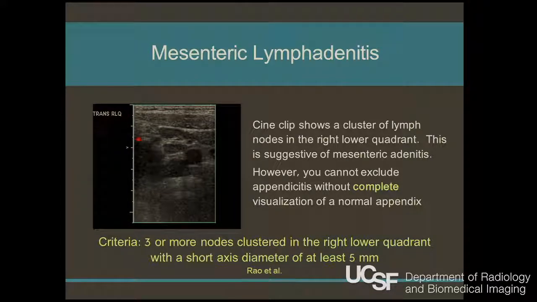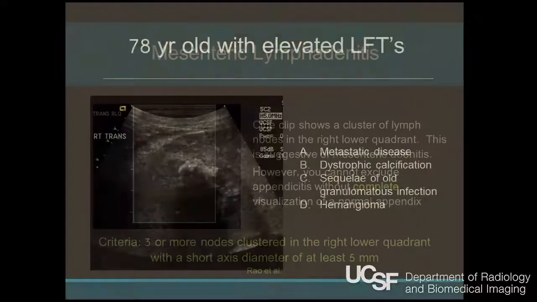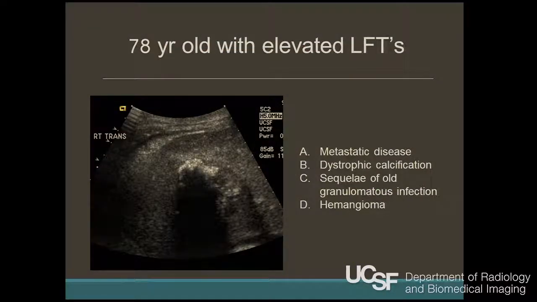And I frequently go in myself and scan and either find the normal appendix or find an abnormal appendix when a tech couldn't find it or called something an appendix that wasn't. So in this case, it was actually mesenteric adenitis. We did find the appendix, but the key point is don't say that it's that until you've shown that the appendix is normal.